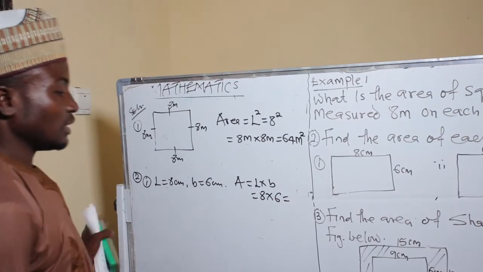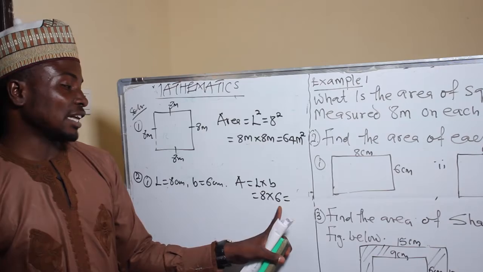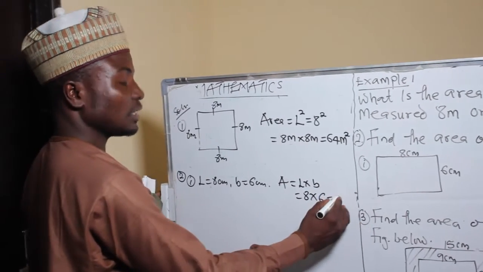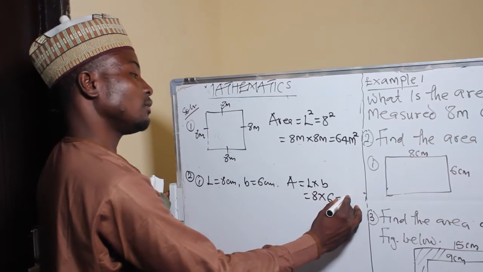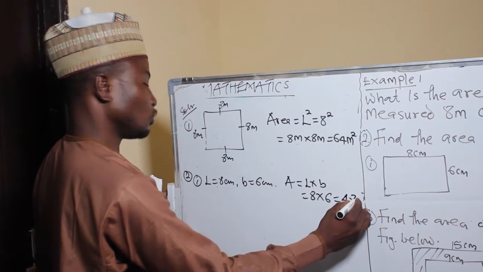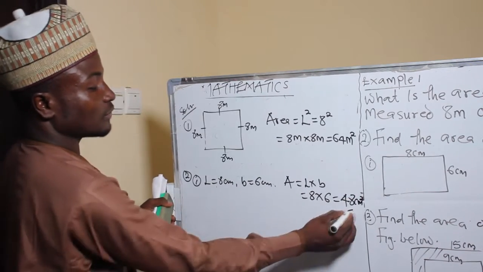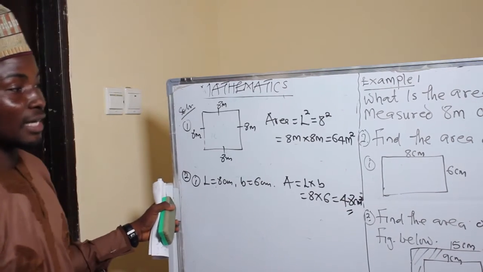Class, what is going to be 8 times 6? 8 times 6 is going to be 48. So it's going to be 48 centimeter square, right? So the area of this is equal to 48 centimeter square.